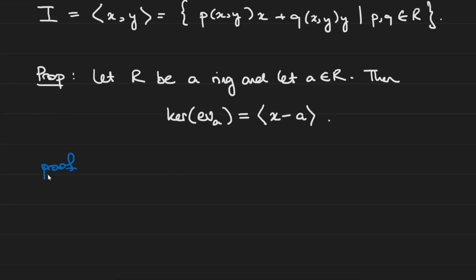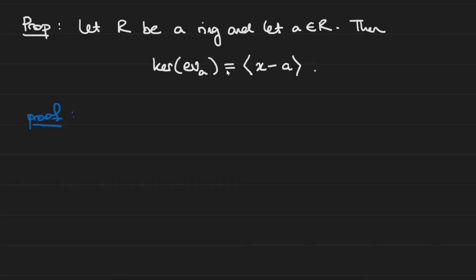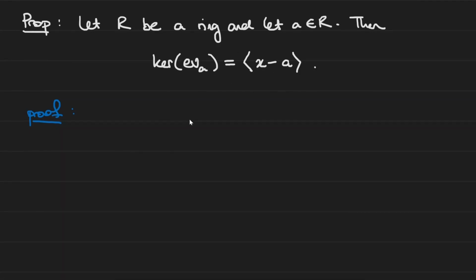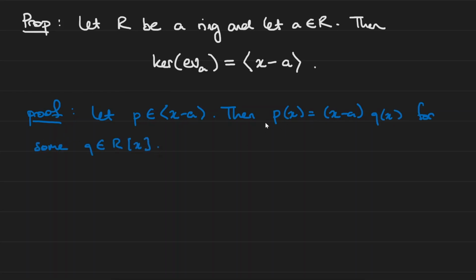So let's prove this. To show that we have this equality, we're simply going to show that each of these sets is a subset of the other. I'm going to start with showing that this principal ideal is a subset of the kernel. To do so, we're going to let some polynomial p lie inside of this principal ideal. Then what does this mean? It means that p of x is equal to x minus a times q of x for some q in your ring of polynomials.